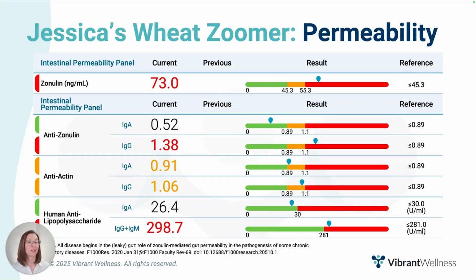Looking at Jessica's WheatZoomer results, we see elevated levels of zonulin in her blood, along with high levels of antizonulin, moderately elevated levels of antiactin, and elevated levels of human antibodies to LPS. All of these affirm her GutSummer results and indicate the dysbiosis in her gut is impacting her systemically. According to the 2020 review article, All Disease Begins in the Leaky Gut, Dr. Alessio Fasano affirms that the most powerful triggers for zonulin release are indeed LPS bacteria and gluten.